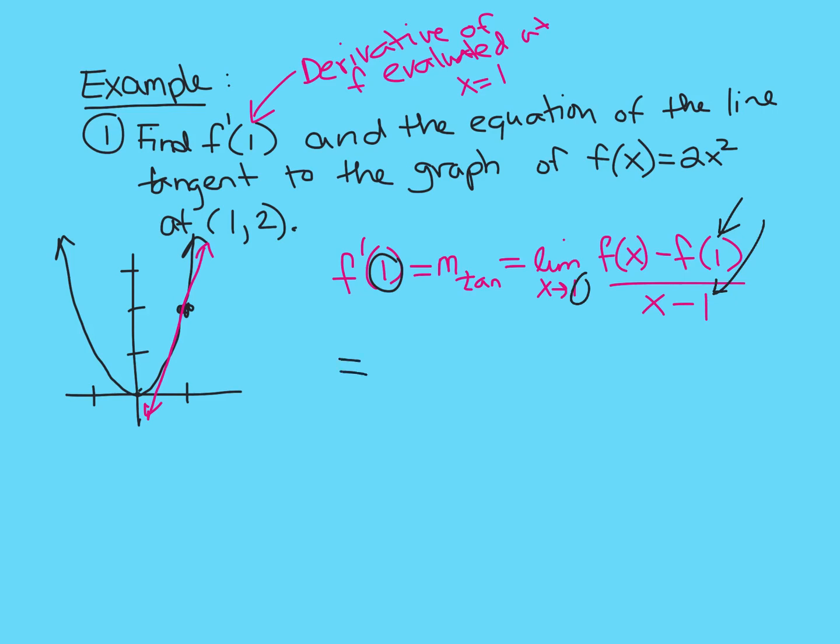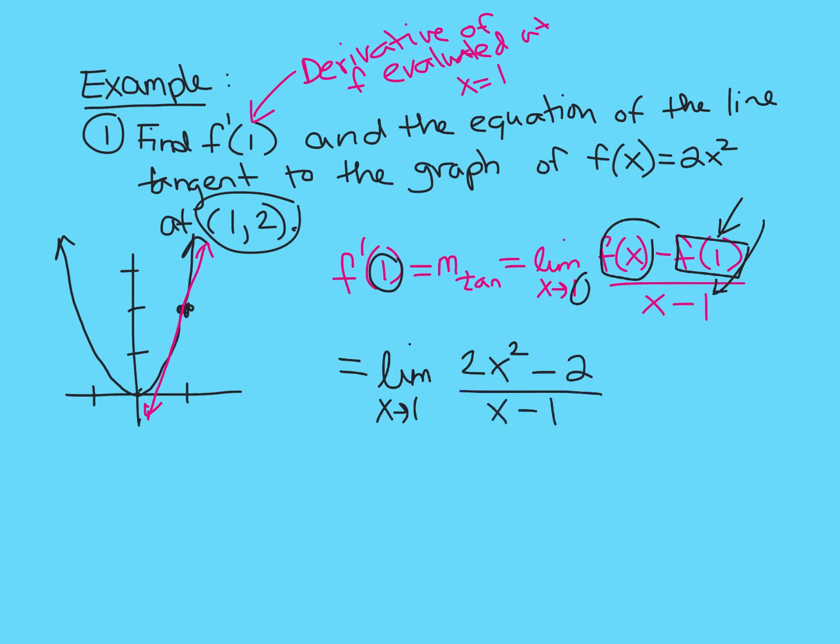So when we do this, the first thing I'm going to do to evaluate this limit is plug in the function for f of x. So I get the limit as x approaches 1 of f of x, which is 2x squared, minus f of 1. We know that's going to be the y value when x equals 1. We know that when x equals 1, y is equal to 2. They actually even gave us the point for that one, so that was nice. This is all over x minus 1.